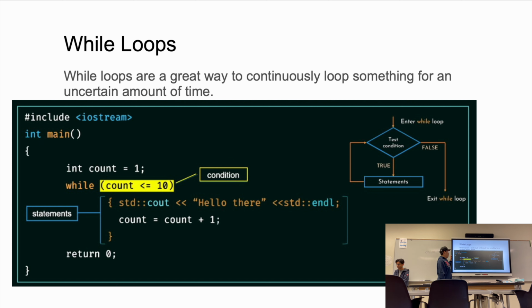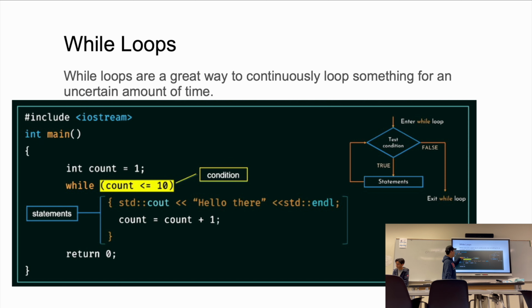This is a while loop. How a while loop works is it's a while with a test condition. This is a Boolean expression. So while the inside is true, this will run. It will continuously run until this condition becomes false.